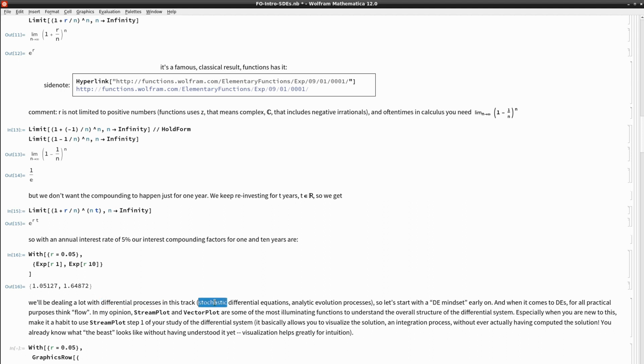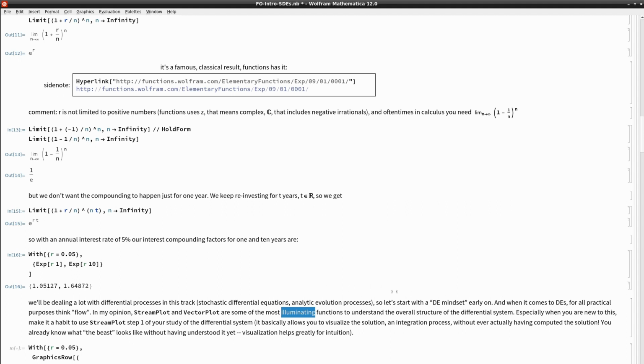We'll be dealing with stochastic differential equations and analytic evolution processes. So I recommend you start with a differential equation mindset from the very beginning. And when it comes to differential equations, I think for all practical purposes, think of it as being a flow. And in my opinion, stream plot and vector plot are some of the most illuminating functions in the Mathematica system to understand the overall structure of the differential equation system.